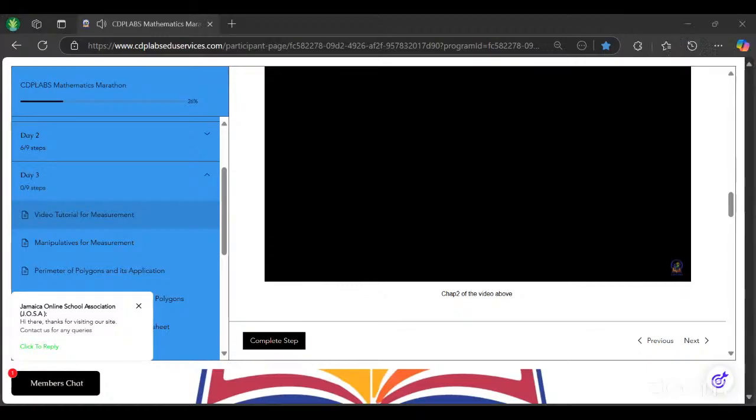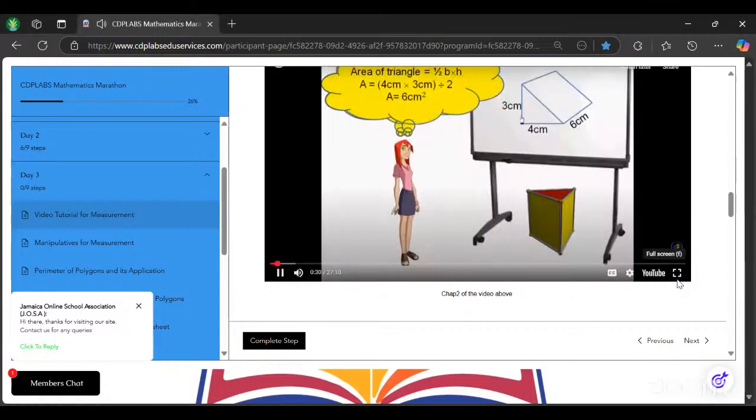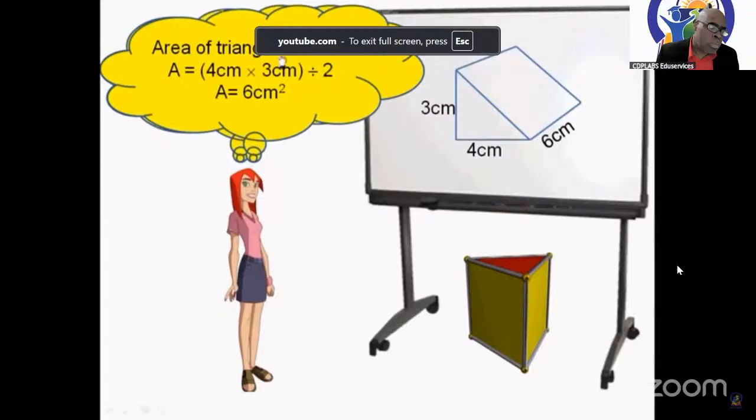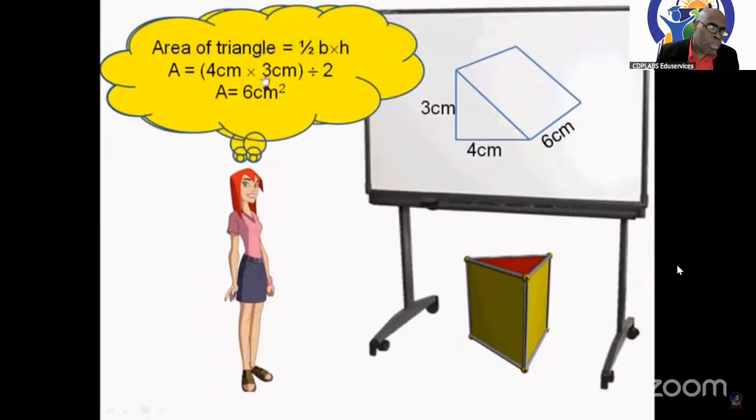Good. Now, area of a triangle. Note that the base would be a right angle triangle. So, therefore, we said area of triangle is equal to half base times height. Now, our base is 4 centimeters and our height is 3 centimeters. So, 4 threes are 12 and then divide it by 2, which is equal to 6 square centimeters. So the area of the base of the triangular prism is 6 square centimeters.